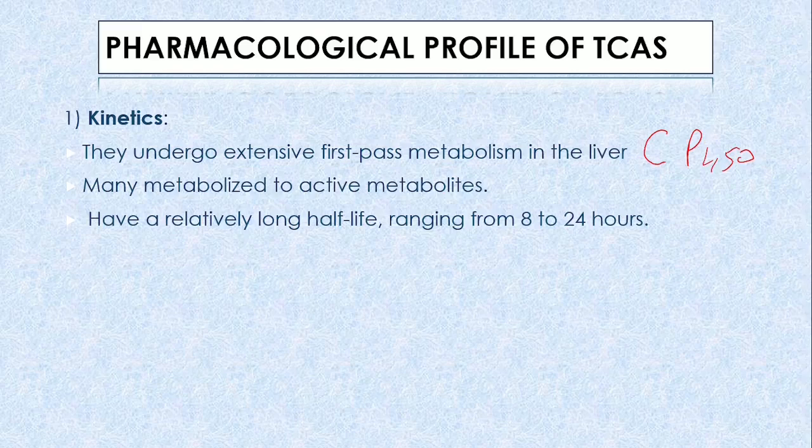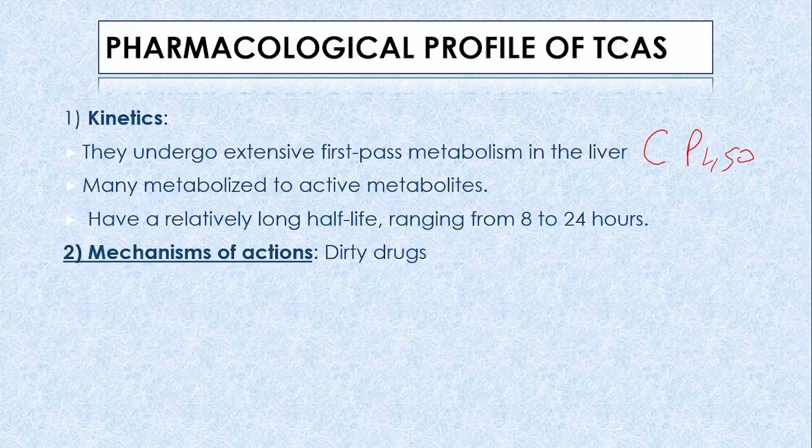Also, they are excreted through the kidney. So they are metabolized in the liver, and their metabolites are excreted mostly through the kidney. This is important for us in cases where there is a liver disease or kidney disease or in old people or geriatrics, because in this case, they will accumulate and they might produce toxic effects.